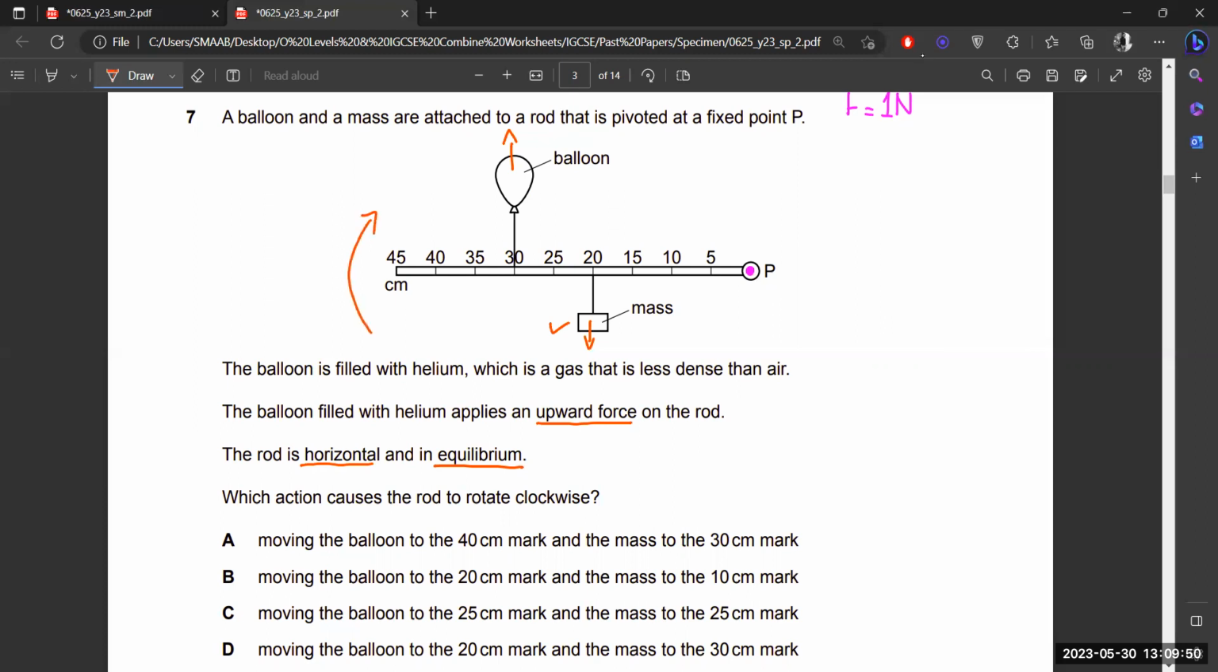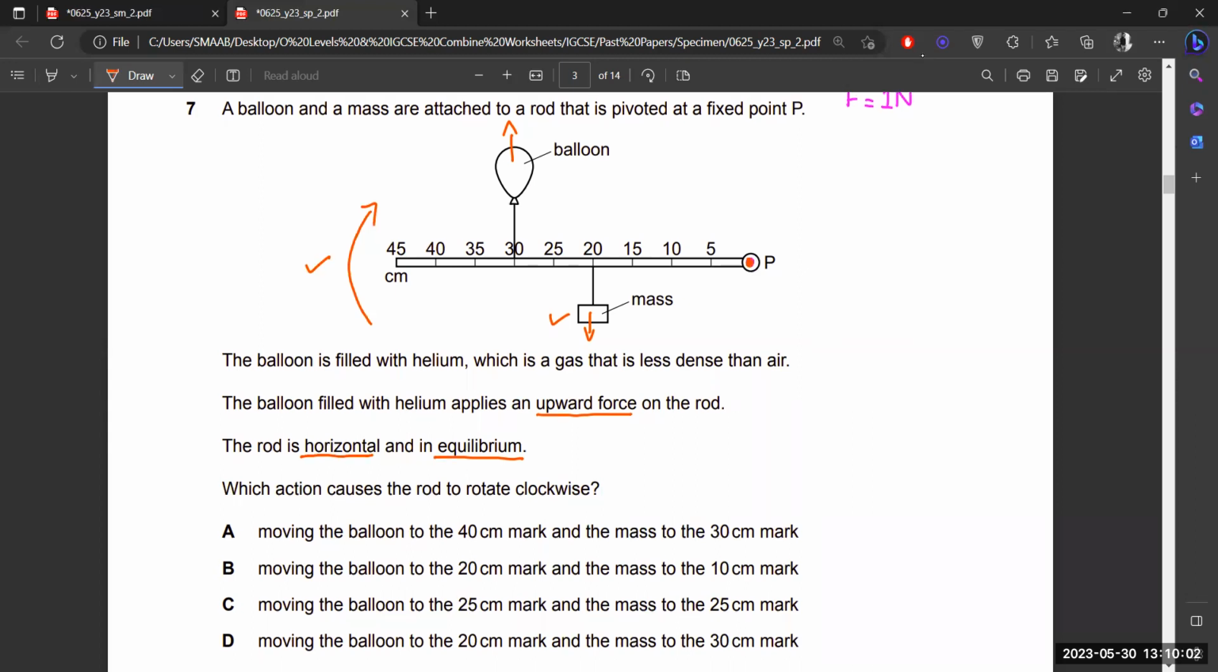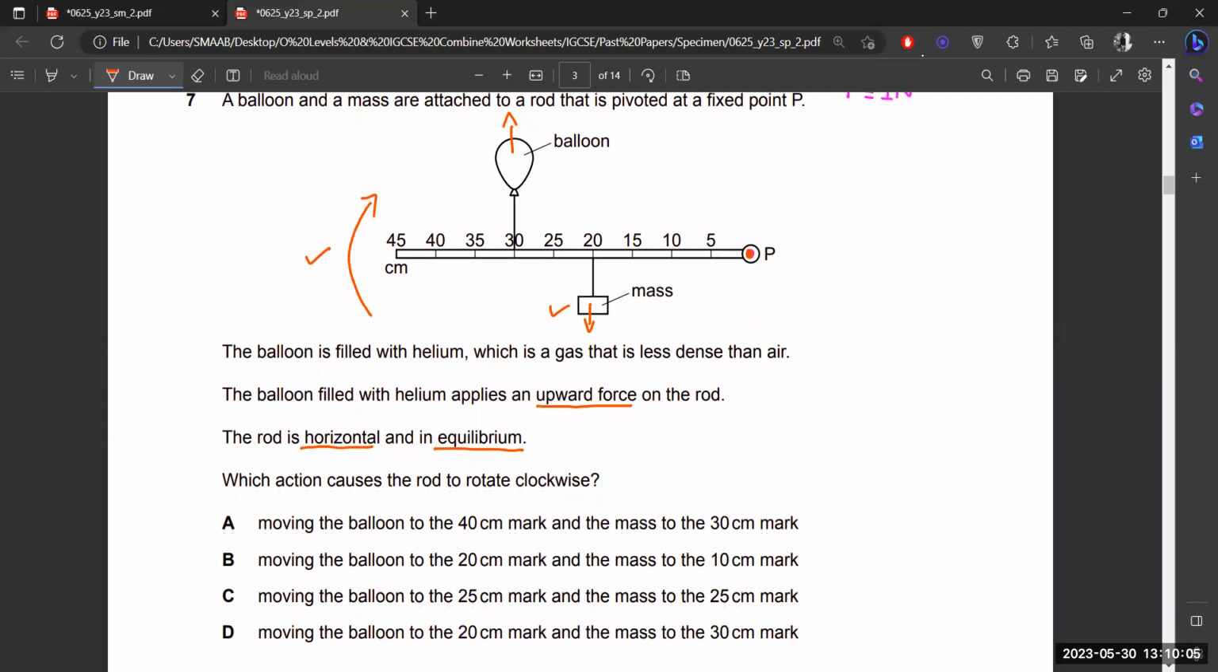So first of all, you need to identify the correct rotation. This is our pivot point on the right hand side. According to that, if we consider the example of the clock, the clockwise rotation will be in the upward position like this. So that is the case. We need to rotate this rod in clockwise direction.